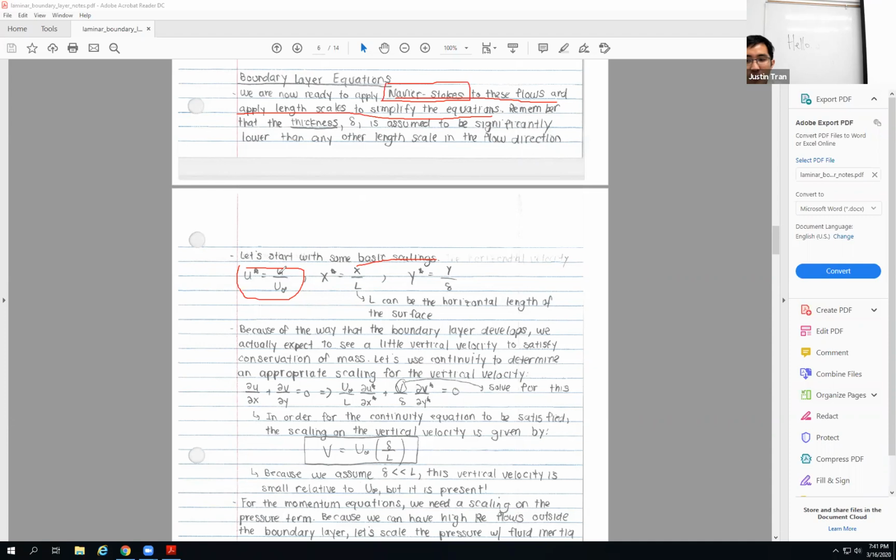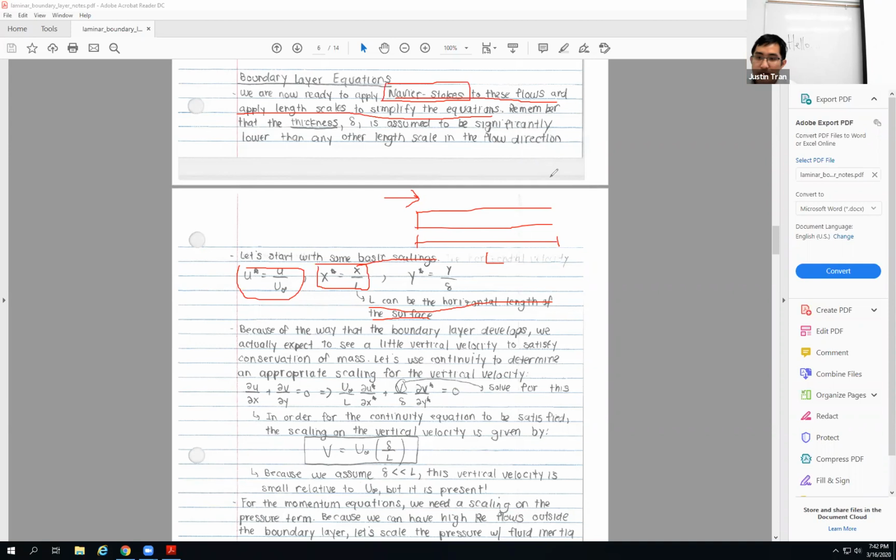For the x-coordinate, we'll define a length L. L will be the horizontal length of the surface. If we have our surface that looks like this, and the flow is coming this way, L would be this distance right here. So L would be the distance in the same direction as the flow. If we go back to our example of the Boeing 737, L would be the chord length of the wing.